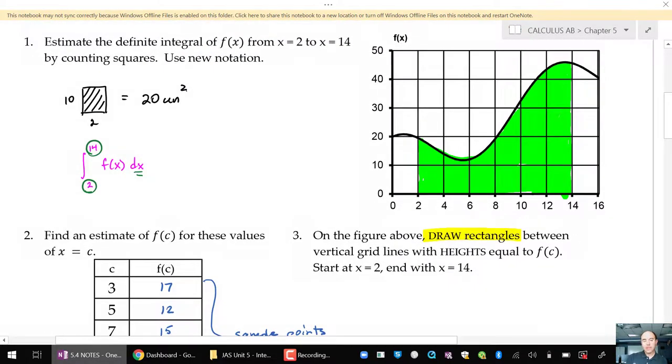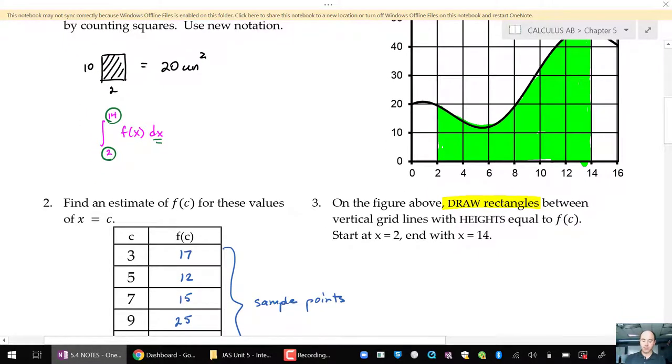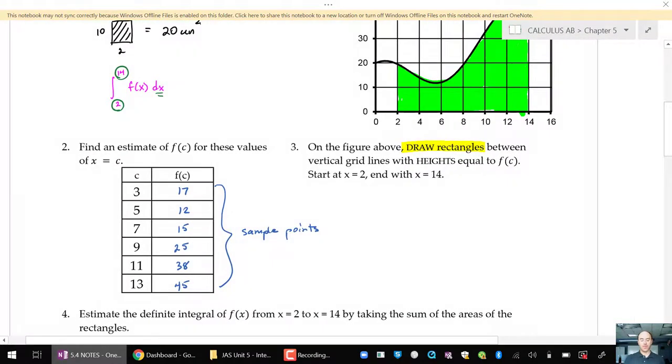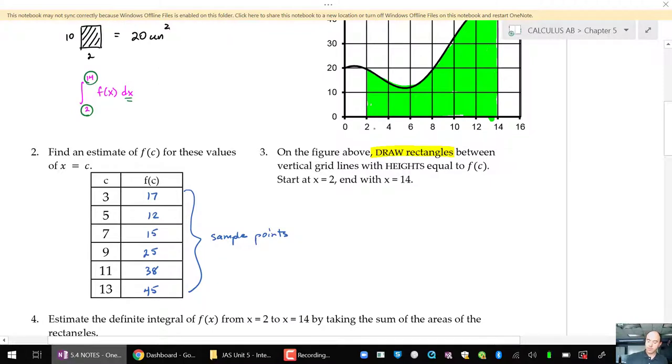Now, let's bypass square counting for now, since that can be very complicated, especially when the functions get larger and there's much more area to compute. Number 2 and number 3 kind of go together. Number 2 says to find an estimate of f of c for these varying values of c. And what I want you to notice is that these c values on the table are all in the middle between 2 and 4, and then between 4 and 6. They're actually midpoint values. f of 3, f of 5, f of 7.